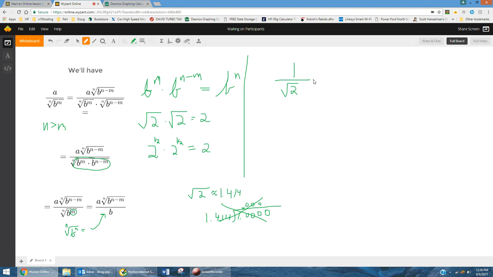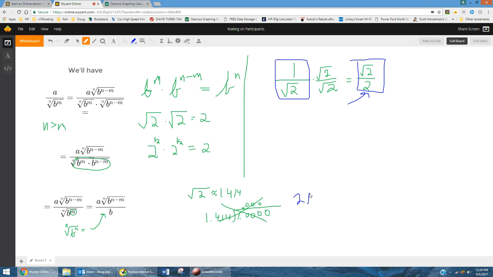Well, how do we do that? Multiply top and bottom of this fraction by radical 2 over radical 2. I'm multiplying by the number 1, so I'm not changing the value. I'm just going to change the way it looks. What do I get? 1 times radical 2 is radical 2. And radical 2 times radical 2 is 2. So these two expressions have the same value, but they look different. And this one's much easier to get a decimal approximation for.